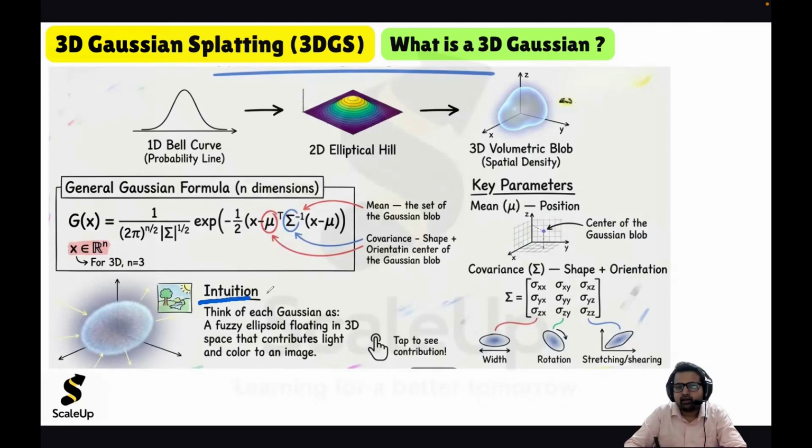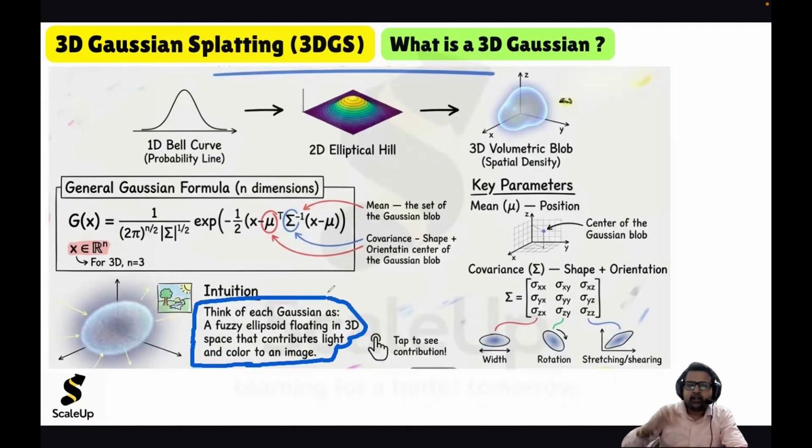We can think of each Gaussian as a fuzzy ellipsoid floating in 3D space that contributes light and color to an image. This is a very good intuition: you can imagine a 3D Gaussian to be something floating in 3D space, and we will have millions of them. Every 3D Gaussian will contribute light and color to an image, and we will blend those millions of Gaussians to generate an image. And that is what 3D Gaussian splatting is all about.